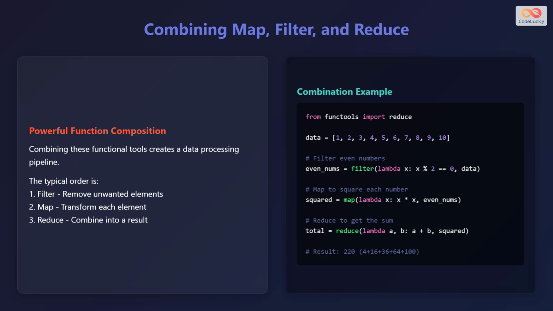Here is an example of combining all three functions. We start with a list of numbers. First, we filter the list to keep only the even numbers. Then we map the filtered list to square each number. Finally, we reduce the squared numbers to get their sum. The result is the sum of the squares of all the even numbers in the original list.